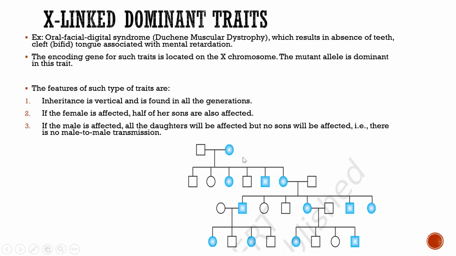Only if the female is affected is it going to pass to the males. From the male parent, it is not going to pass. So here you can see in this pedigree chart how the inheritance of the mutant gene will take place.